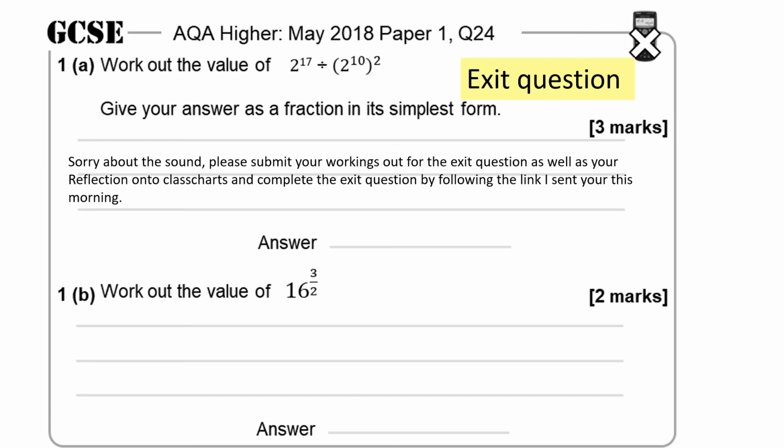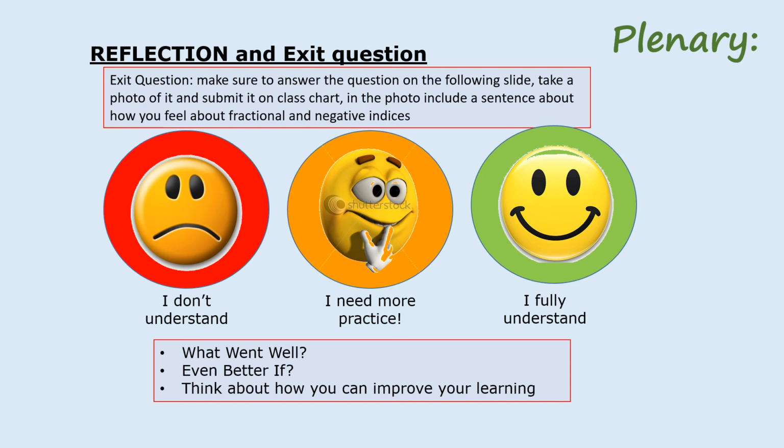And here is the exercise question. I have emailed you an online form. I would like you to answer this question on a piece of paper, showing your workings out. When you're done, follow the link that's in the email that I sent you at 9 o'clock this morning. Put in your answers and submit them. If you then take a photo of your workings out for this question, and also your reflection, take a photo of both the workings and your reflection and upload those onto class charts to show today's work. Thank you. Bye guys. See you tomorrow.